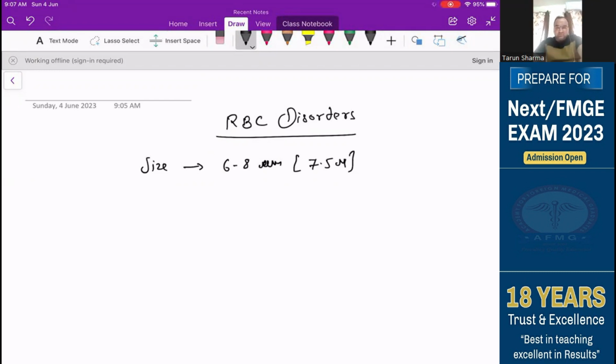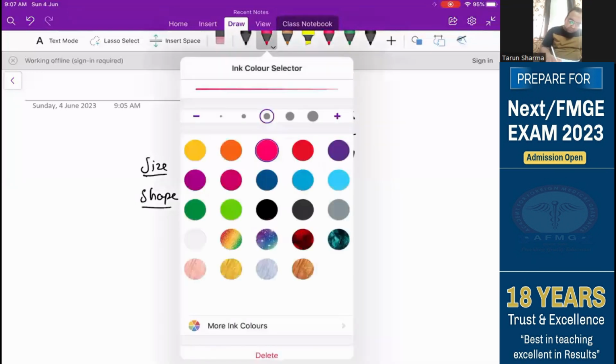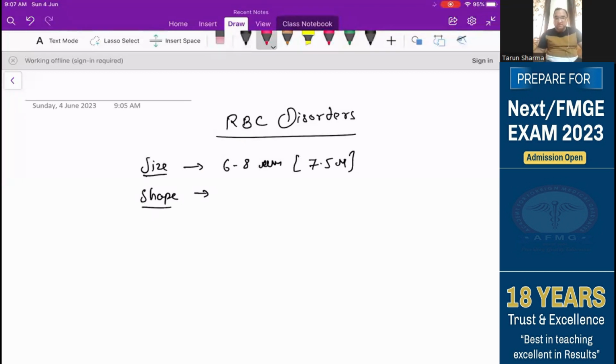Let me fix it. Okay. Then comes the shape of RBC. So what would be the shape of RBC? That we all know the shape of RBC. God has given us one of the very beautiful cells, that is RBC. Why? Because RBCs are having a specific shape that is called as biconcave shape.